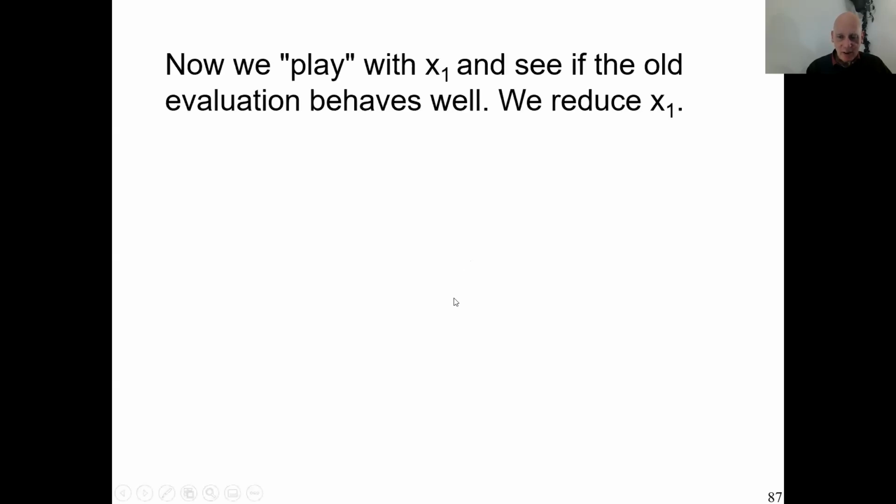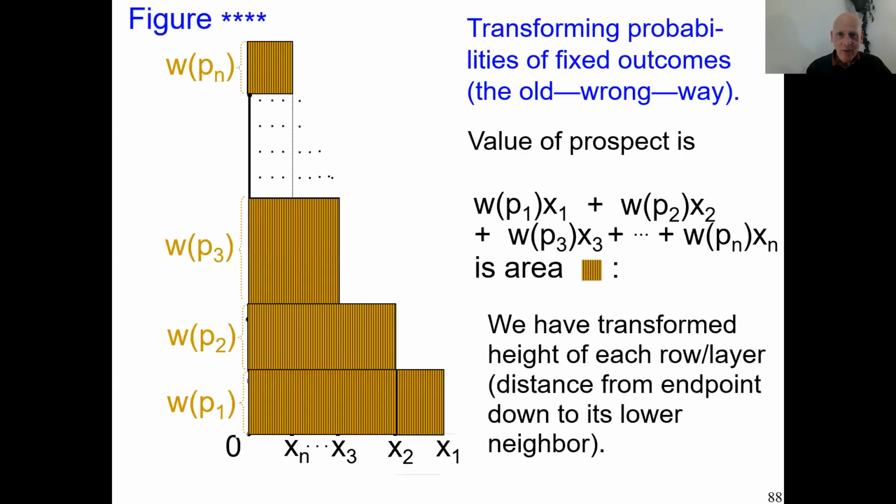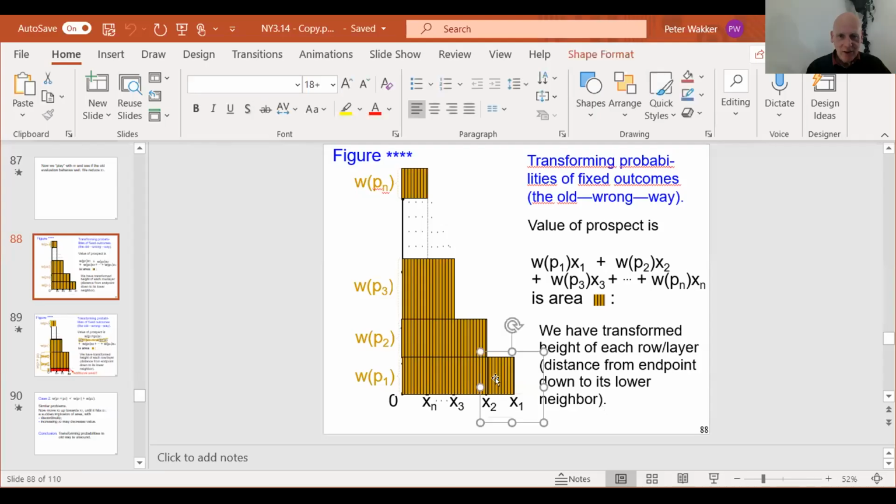Well, I already told you, we're going to play with outcome x1. And we're going to see how that affects the lottery, and something strange will happen. And I'll illustrate using this figure. First, I'm going to reduce x1, make it a bit smaller.